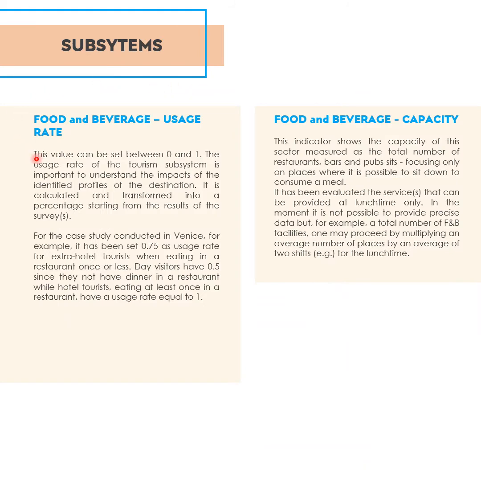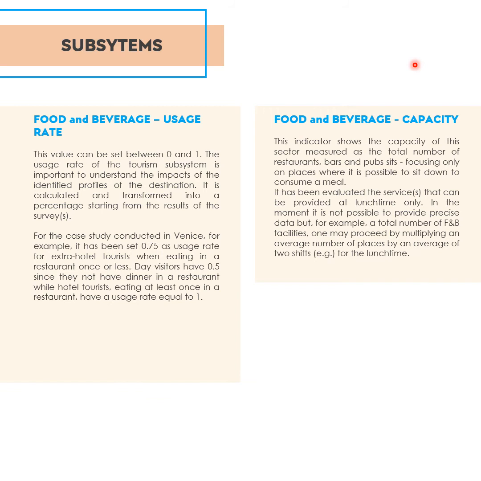The first one is about food and beverage. To set the usage rates, it is necessary to use a slider, moving it between a fixed range from 0 to 1. The slide shown below presents an example based on the study conducted for Venice. The capacity should indicate the total number of restaurants, bars, and pub seats, focusing only on places where it is possible to sit down to consume a meal.